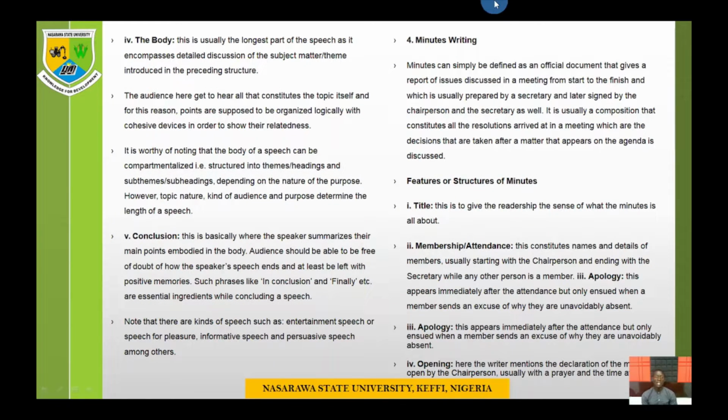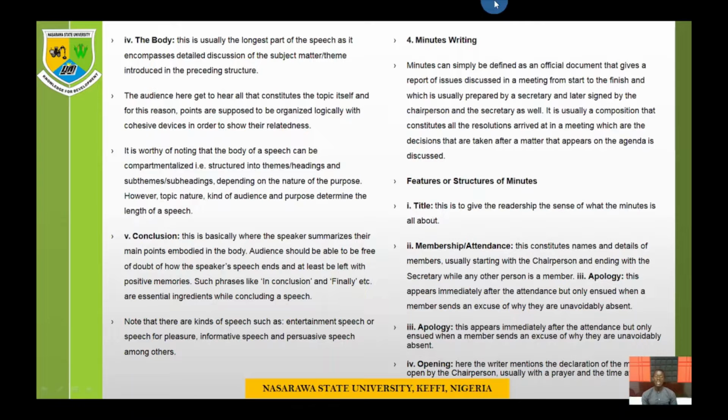The next structure is the body. This is usually the longest part of the speech, as it encompasses detailed discussion of the subject matter or the thematic preoccupation of the speech introduced in the preceding structure. And what is the preceding structure? The introduction. The introduction prepares the mind, while the body develops, elaborates, and justifies. All that you have to say should be where you lay out your own discussions. This is very important, as you may even have headings and subheadings depending on the nature of the speech and the occasion or event at hand.